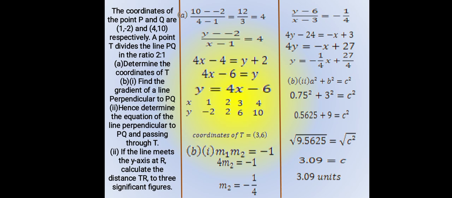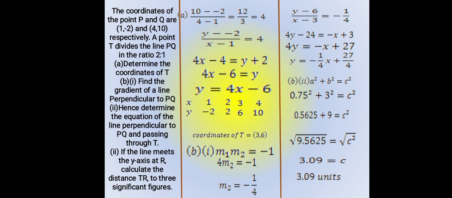Now, TR forms a hypotenuse such that on the x-axis we have a distance of 3, and going vertically on the y-axis we have a distance of 0.75. So to get C, we must use the Pythagoras theorem, squaring the distance on the x-axis, 3, and also squaring the distance on the y-axis, 0.75, to get C squared.